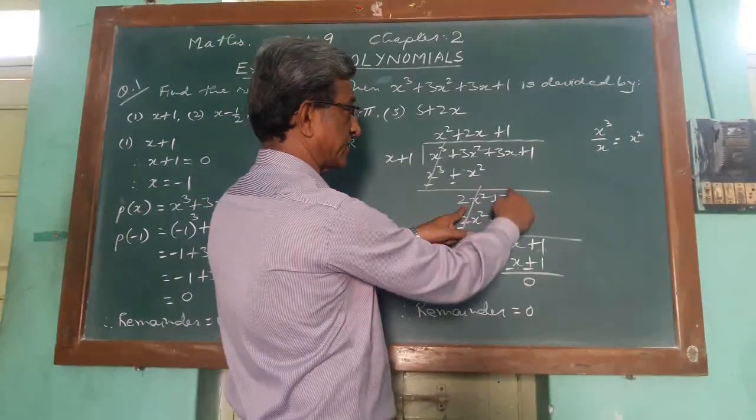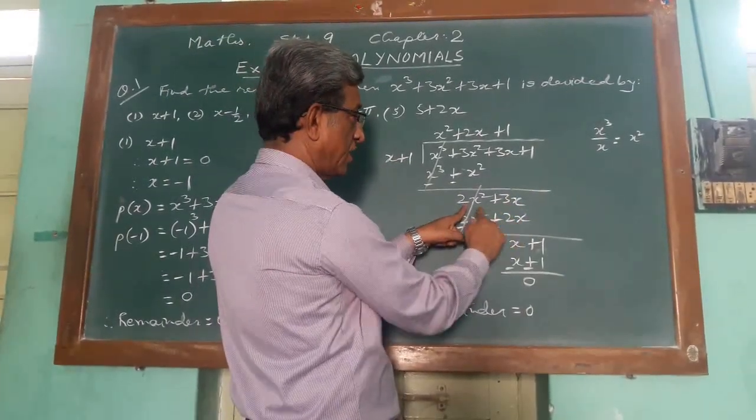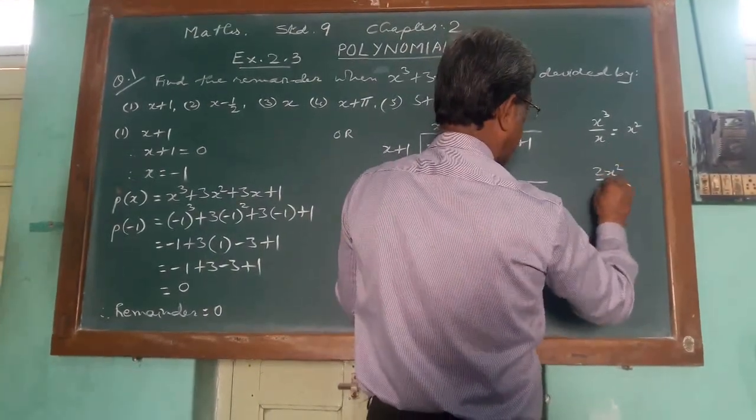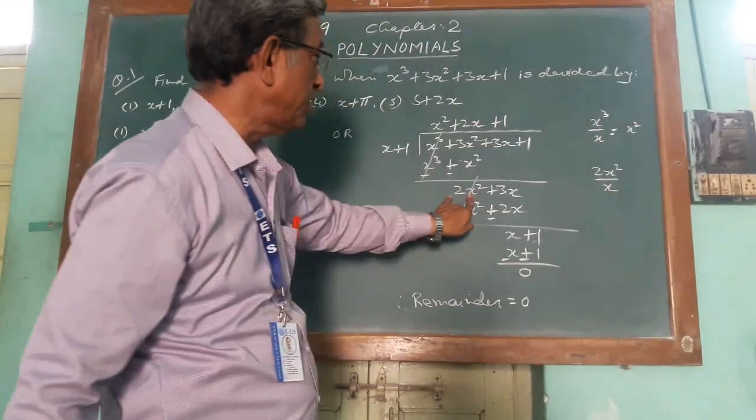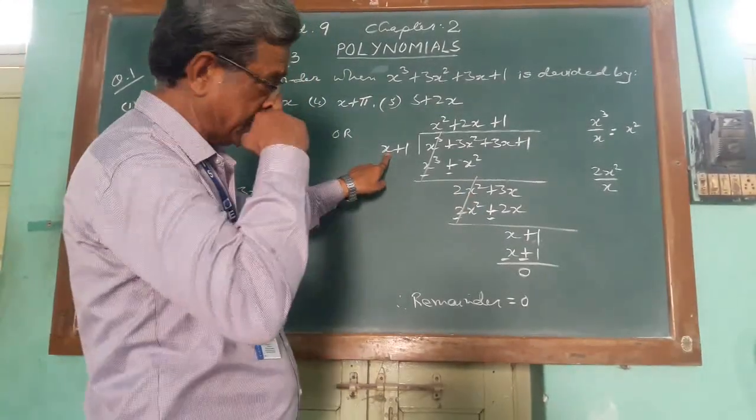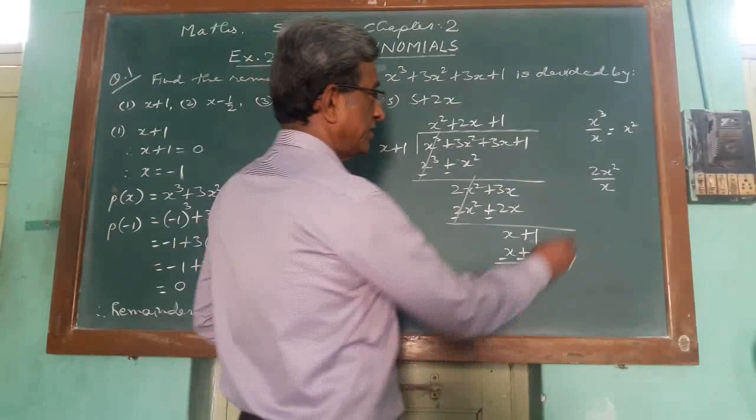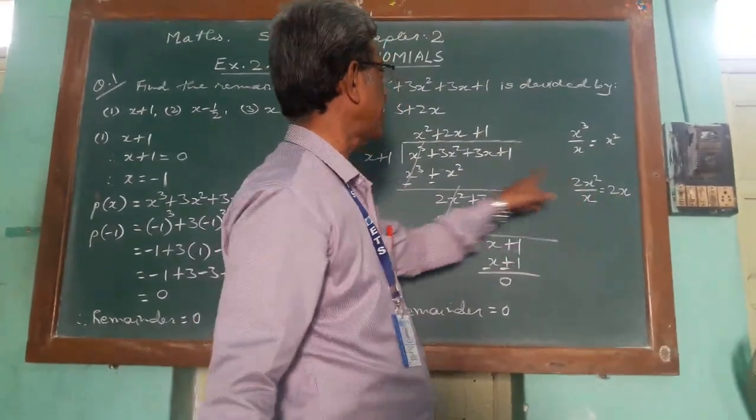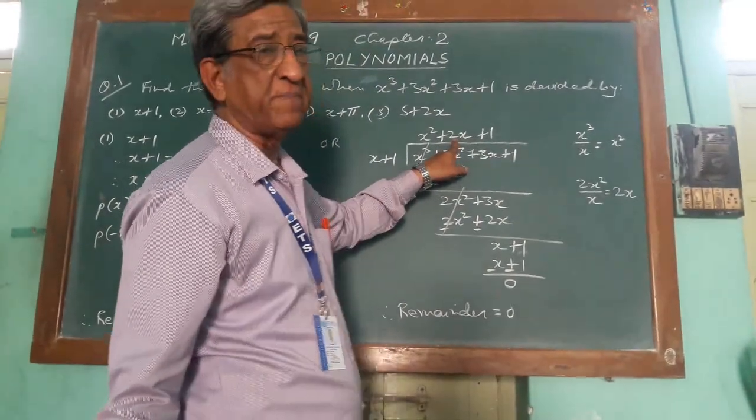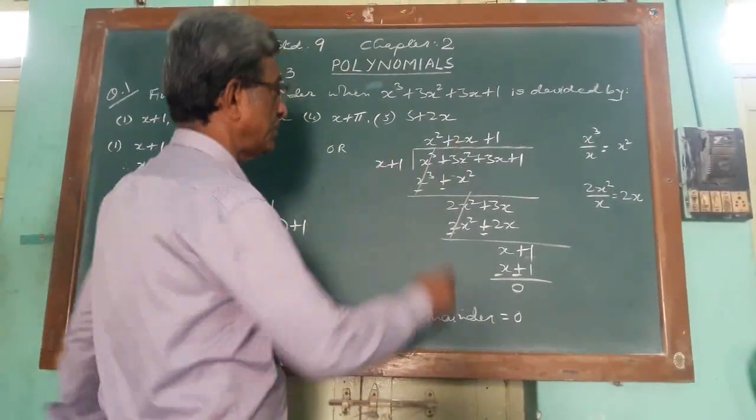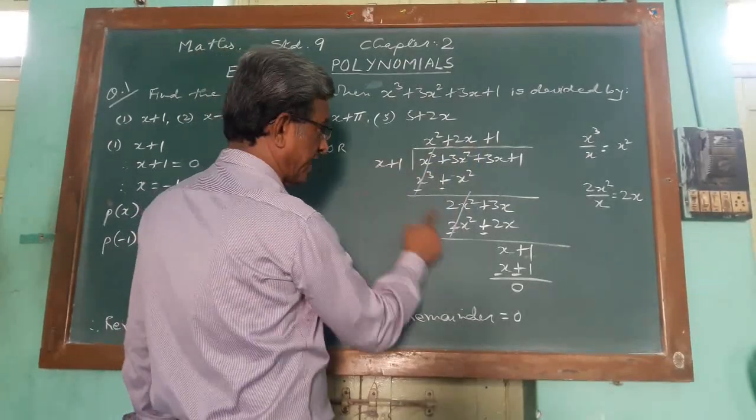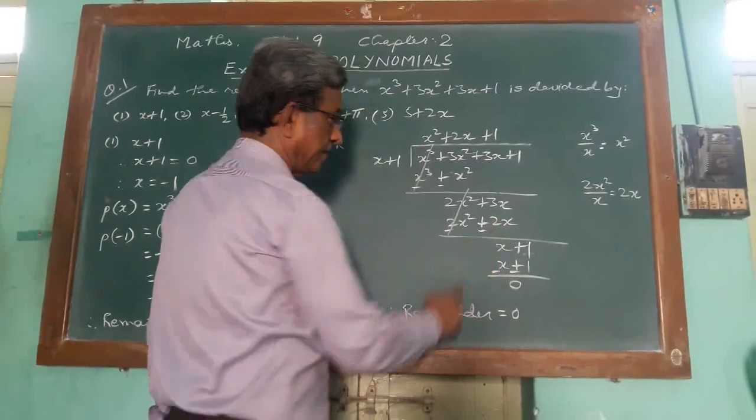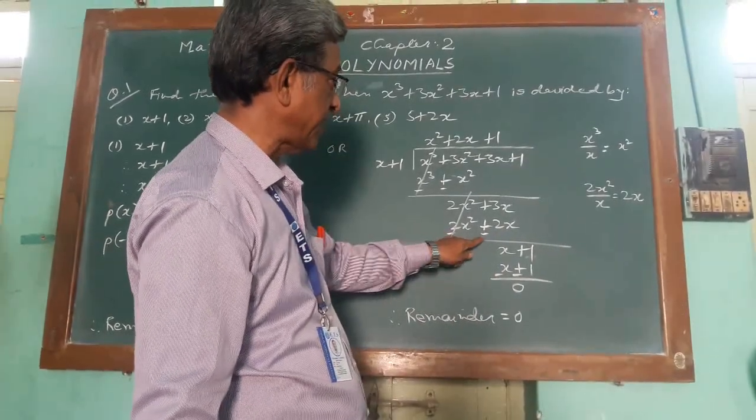Bring down this 3x. Again this first divided by this first, that is 2x square upon x. Here you have 2x square, here you have x. So divide 2x square by x, then you will get 2x. Whatever you get here, write down here 2x. Now multiply both the terms by 2x. 2x into x gives you 2x square. 2x into 1 gives you 2x. Now change the sign. Minus, minus.